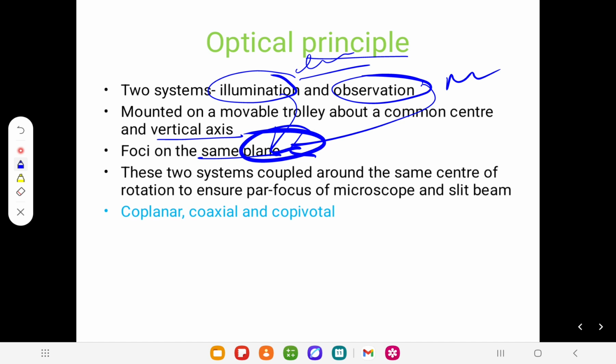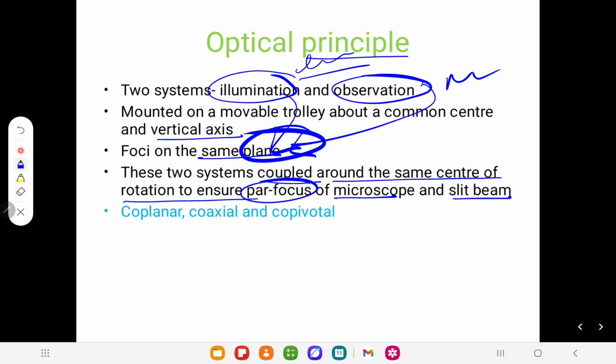And these two are coupled around the same center of rotation. What these two? These two means the illumination system and the observation system are coupled around the same center of rotation to ensure the par focus, meaning a pair of focus of the microscope and the slit beam. That's very important. Just understand.